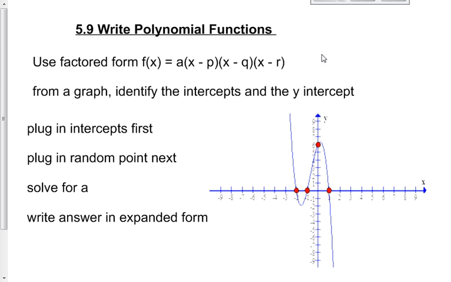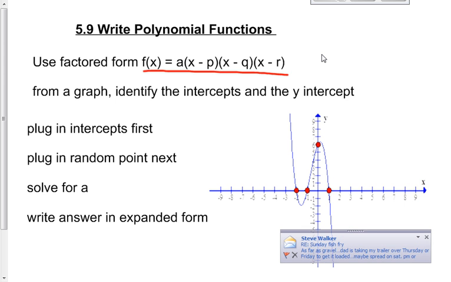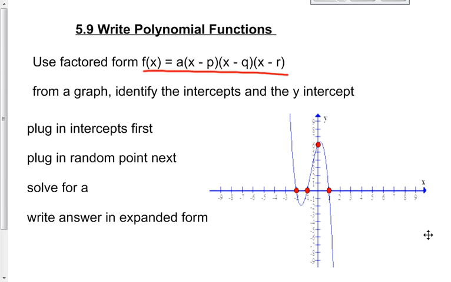We're going to use this form the whole time, so that's the easy one to remember. We don't have to remember all three of the forms. We've got f of x equals a times x minus p, x minus q, x minus r. So this represents the fact that we've got three ordered pairs. P, Q, and R would be the spots where it actually crosses the axis. And if you look at my graph, you can see the three red dots on the x-axis, representing the three ordered pairs.